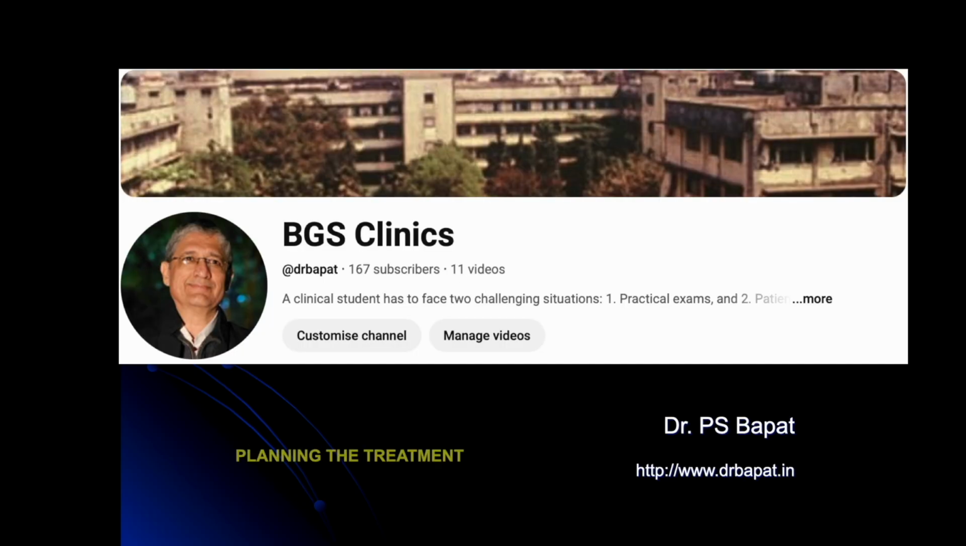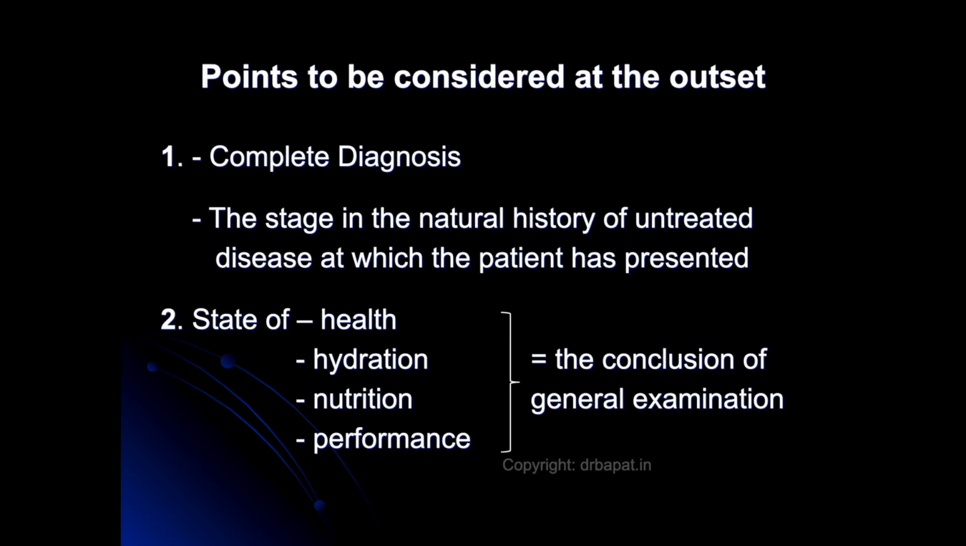In this clinical class, I will discuss the principles of treatment. In other words, how to plan the treatment for your patient. For that, ponder over 2 points. First, obviously the diagnosis and the stage in the natural history of untreated disease at which the patient has presented to you. And second, the state of health, hydration, nutrition and performance of the patient.